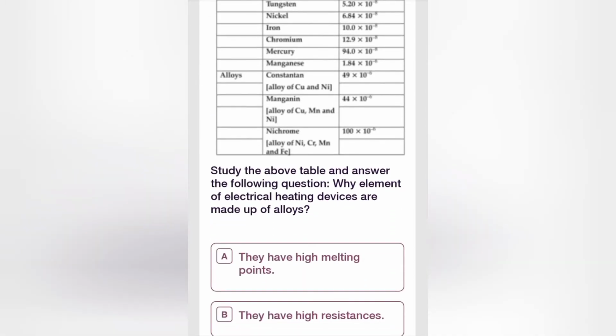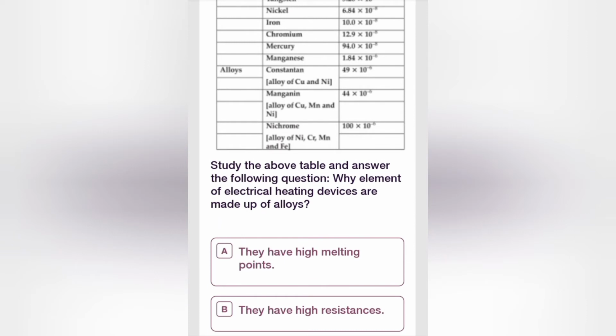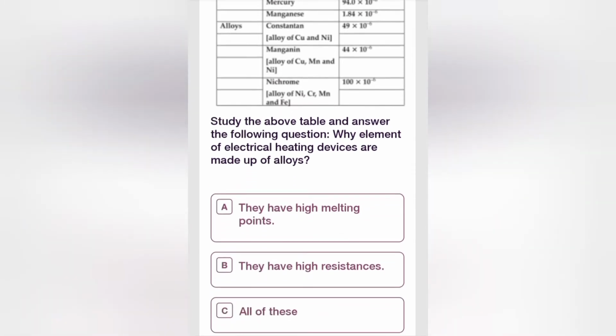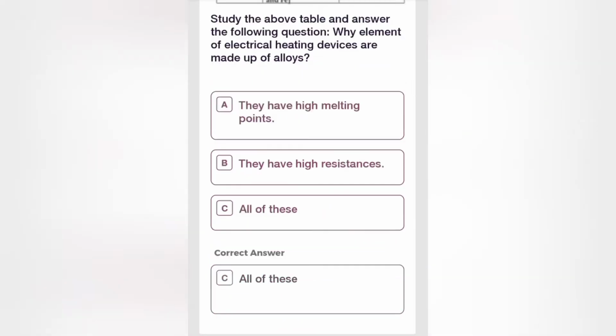Study the above table and answer the following. Why elements of electrical heating devices are made up of alloys? I told you that it should have high melting point and high resistance, and it does not oxidize at high temperature. That's the reason they are used. So option must be all of these.